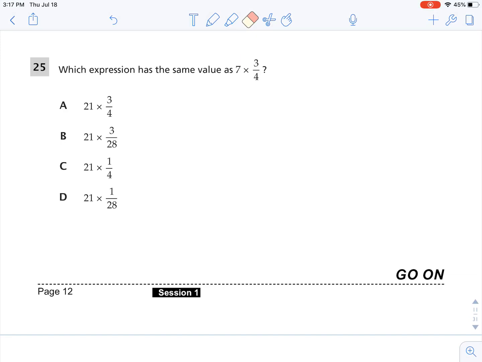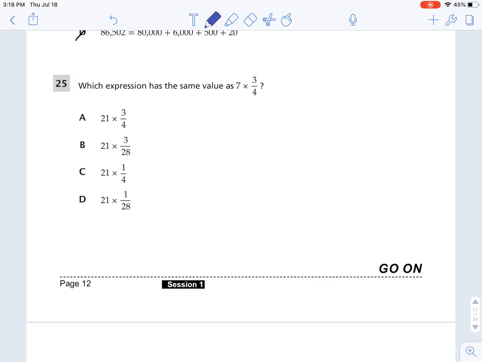Today we are going to be looking at questions from the 2018 Common Core Math State Test. These are the released questions. Question 25. Which expression has the same value as 7 times 3/4? In order to solve this, we first have to figure out what 7 times 3/4 is equal to.